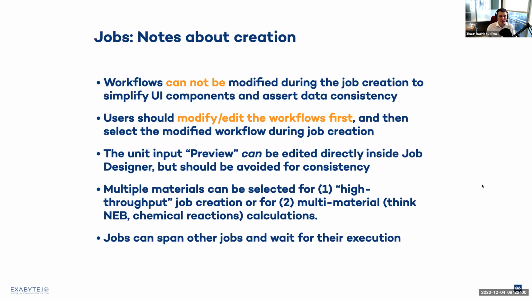For multiple materials, we can have high throughput job creation, or we can have multi-material workflows as well. For example, a nudged elastic band calculation would have multiple images associated with it, and we would classify it as a multi-material workflow. So we'll create a single job with multiple material structures attached to it. And there is a way to spawn jobs within the jobs and assign them certain computational parameters, but that's a topic for a separate discussion.